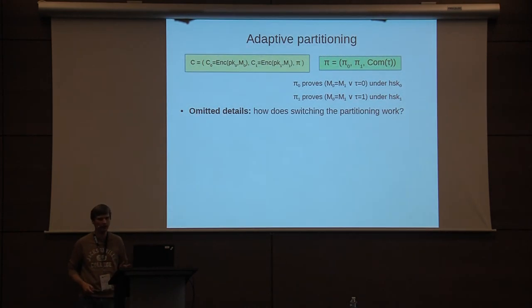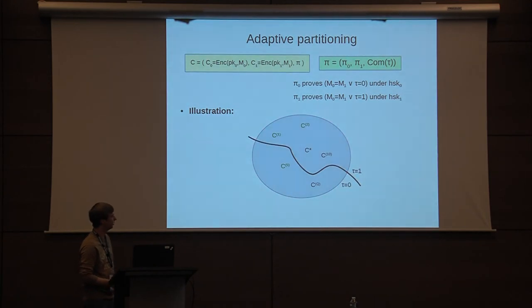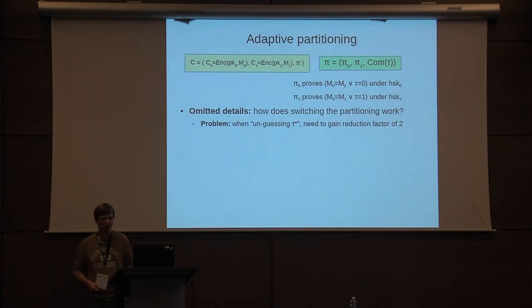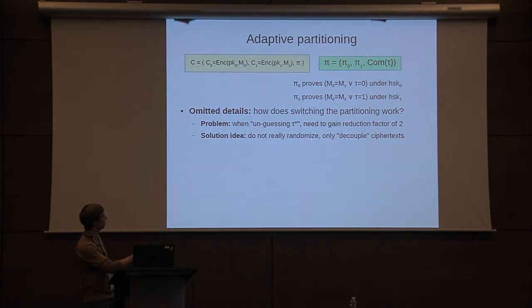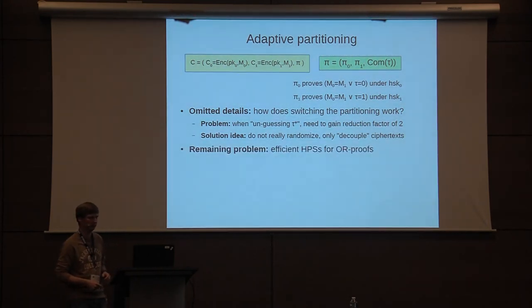Okay, I'm running out of time. There are some omitted details. How does the switching of partitionings really work? If you change from here to here in this picture, how does this really work? How can we forget the bit tau? It requires a change of the scheme such that you don't randomize initially, but you decouple ciphertexts so that you kind of replicate the proof system. You work your way towards a setting where you don't have two instances of the proof system, but as many as you need to handle all ciphertexts differently. But this is a very technical part. I won't go into the detail for that.